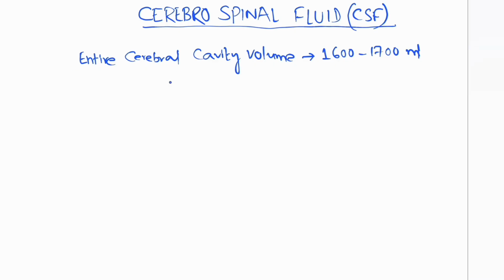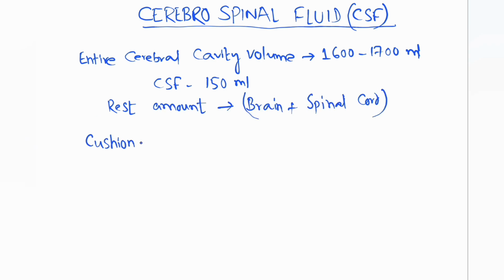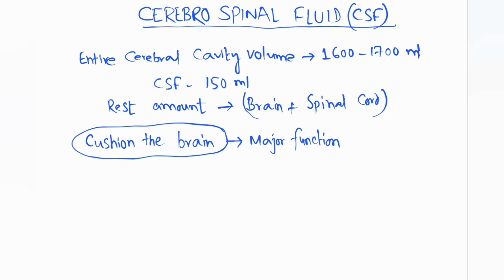enclosing the brain and the spinal cord. About 150 ml of this capacity is occupied by cerebrospinal fluid and the remainder by the brain and the cord. The major function of the cerebrospinal fluid is to cushion the brain within its solid vault.